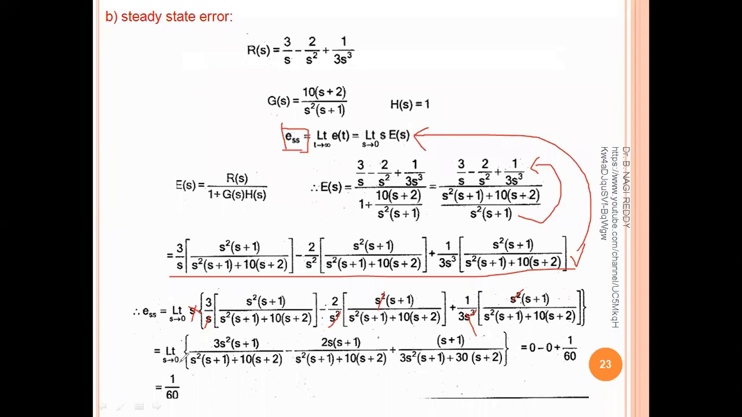Now apply the limits, which is S tends to 0. So that means substitute S as 0 in each and every term. Here this is 3 into S square, so 0. If the numerator becomes 0, this entire term becomes 0. Similarly, here also 2 into 0, so the numerator becomes 0. 0 by anything will be 0. So these two terms will become 0. This is 0 and this is 0.